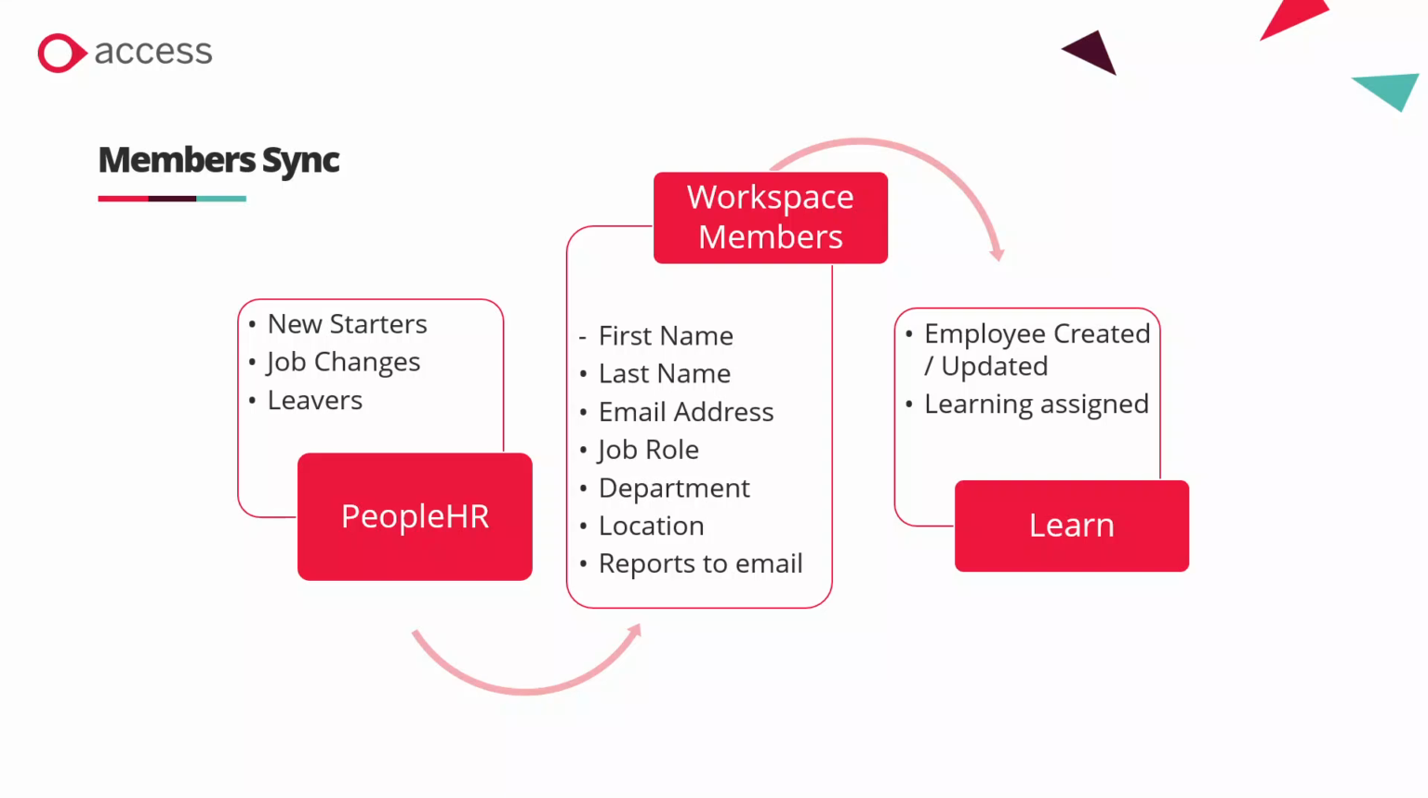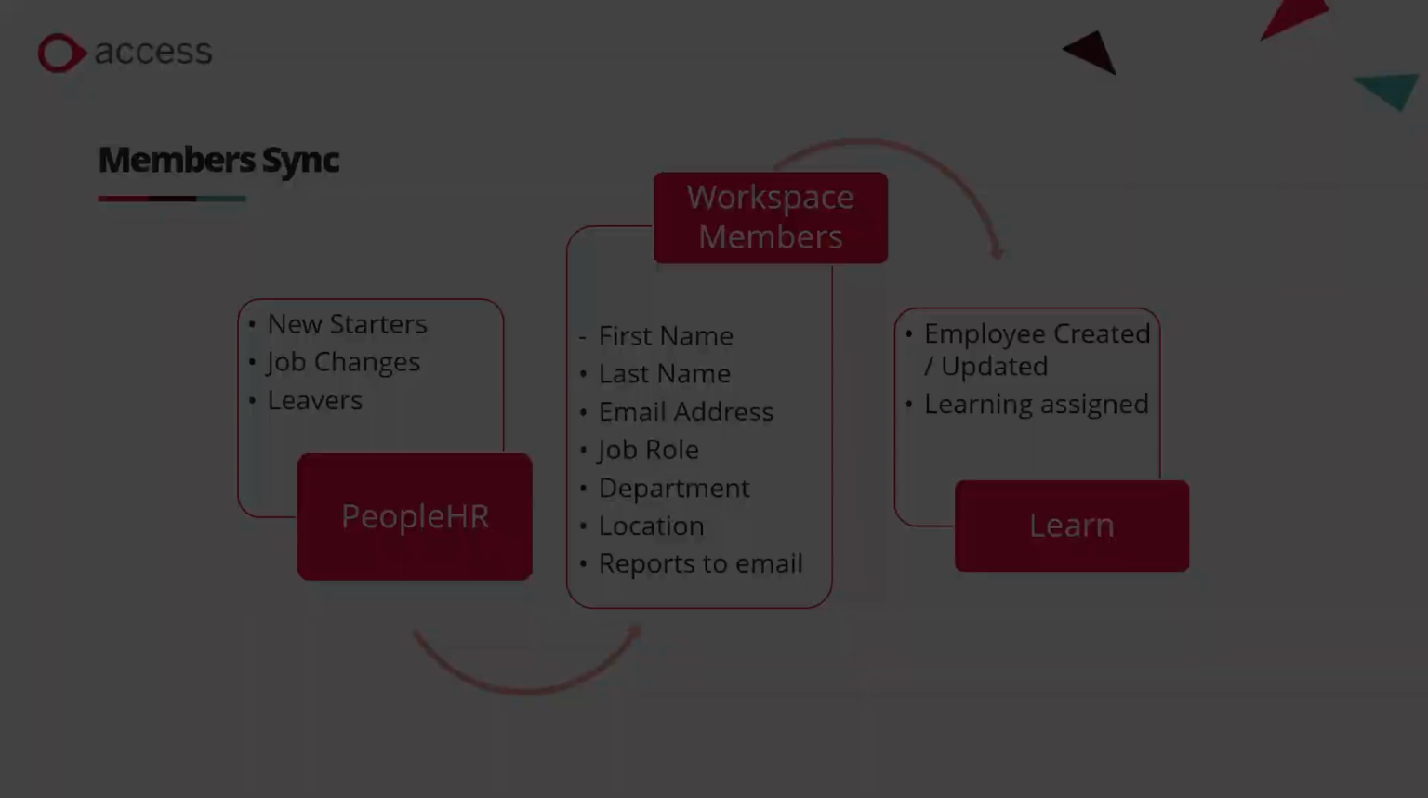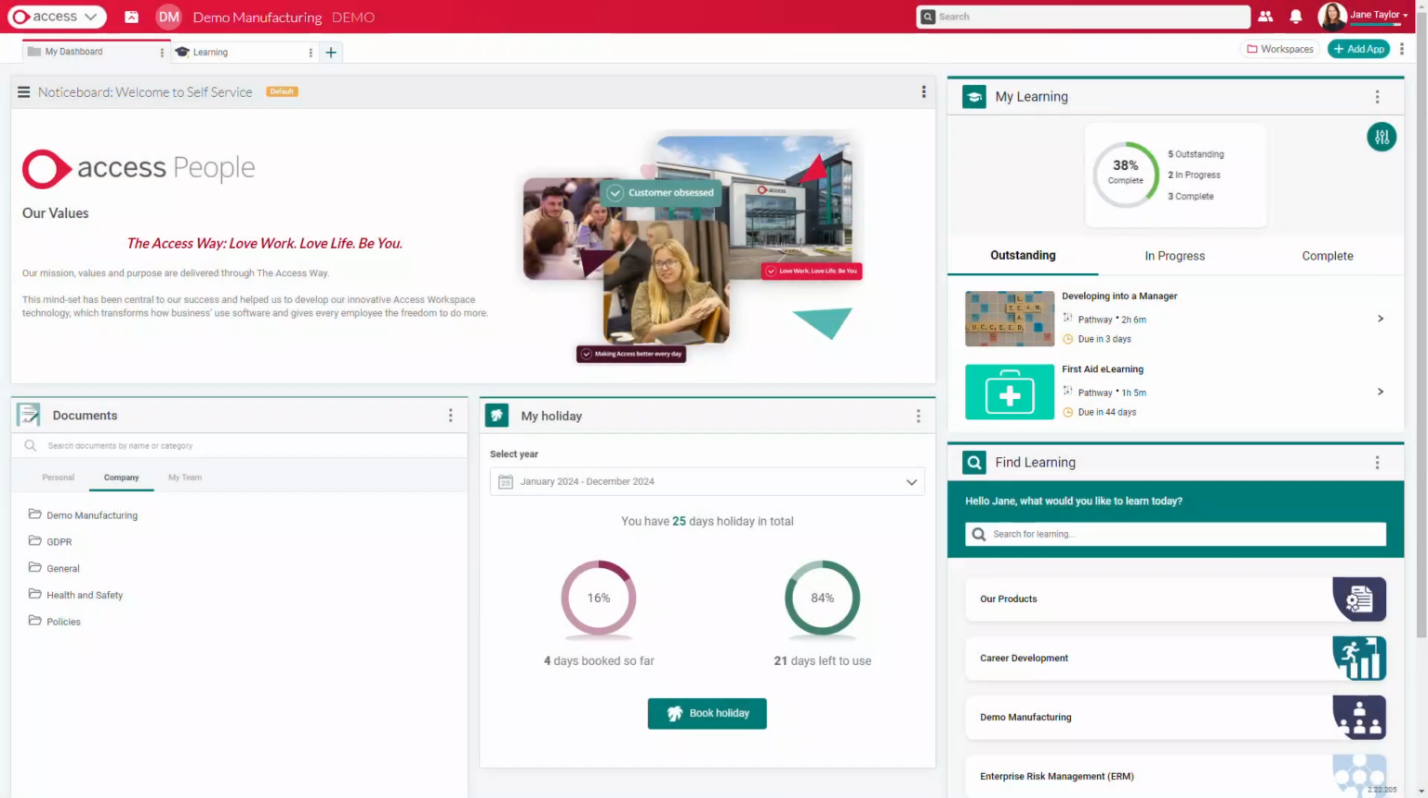Registration rules within Learning then automatically assign the appropriate learning to the employee based on this new or updated data that's fed from PeopleHR. This means you don't have to update information in separate places, and therefore it creates process efficiencies and reduces your risk of error. Next, we'll have a look at how Workspace brings together the user experience into one cohesive space for all users.